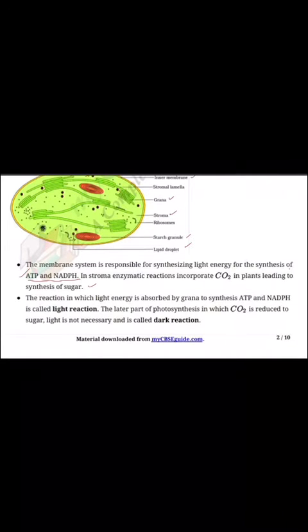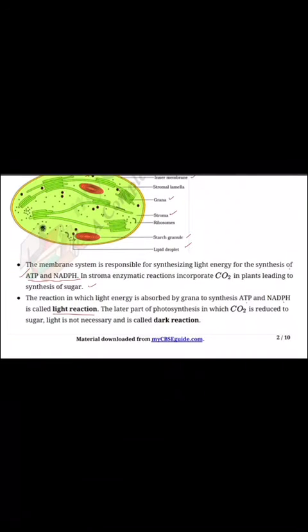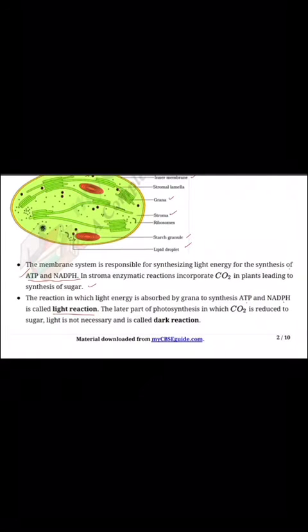The reaction in which light energy is absorbed by grana to synthesize ATP and NADPH is called the light reaction. So the entire photosynthesis takes place in two parts, a light reaction and a dark reaction. The light reaction was discovered by Hill, thanks to him for his discovery, and the dark reaction by Blackman, another scientist. It's called the Blackman reaction. So together, light reaction and dark reaction make up the overall photosynthesis.